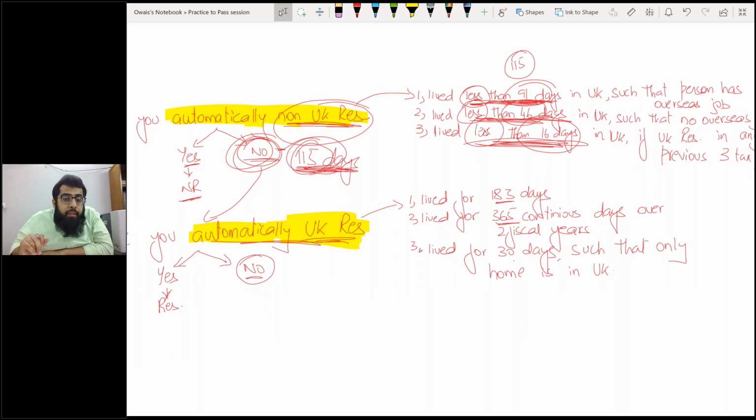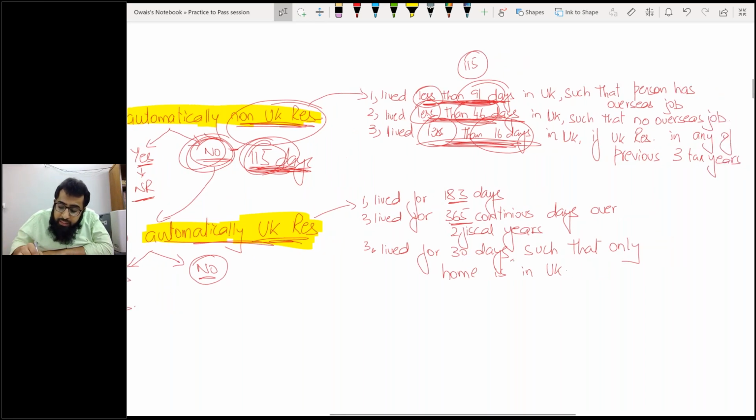Hanan has asked a question. In the second point, don't we have to look at the previous 3 tax years? No, Hanan. In the second point, we only look at lived less than 46 days in UK, such that no overseas job. The first 2 points are for the current fiscal year. In this third point, we look at whether you have been resident in the previous 3 years, then we look at whether you live for less than 16 days or more than 16 days.